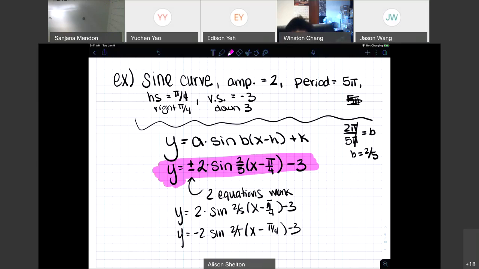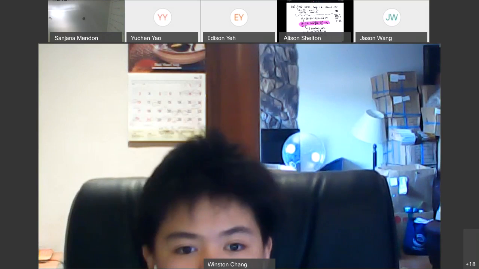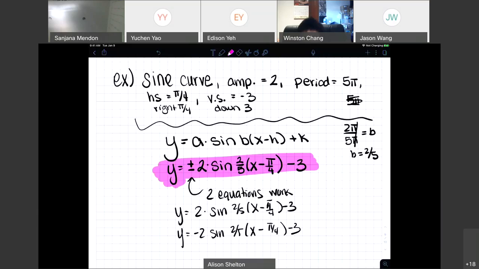Are there situations where only one of the equations will work? Yeah, if they give you some initial conditions is what we call them. So they give you some more information that limits it. So they might tell you, you know, that after a certain amount of time, the value is at a certain number. But if they don't give you more details about the amplitude, then there's going to be 2, right? If they don't tell you which direction you're going.